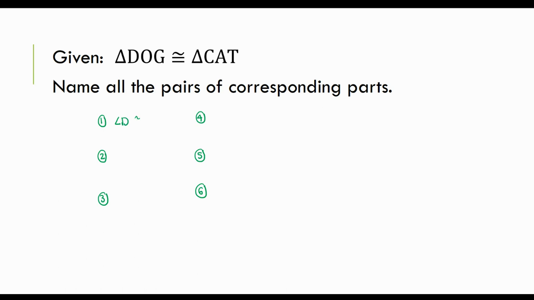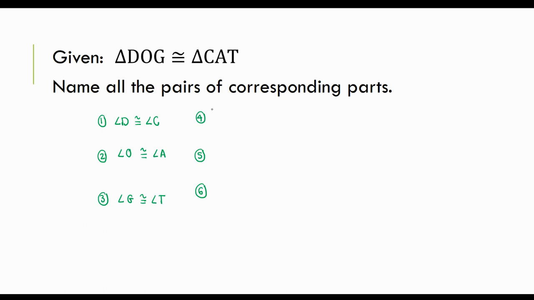So angle D is going to be congruent since D was first. Angle C would be congruent to it because letter C was first over there. So that means that angle O, which is in the middle, is congruent to angle A, which is also in the middle. So then angle G is congruent to angle T.